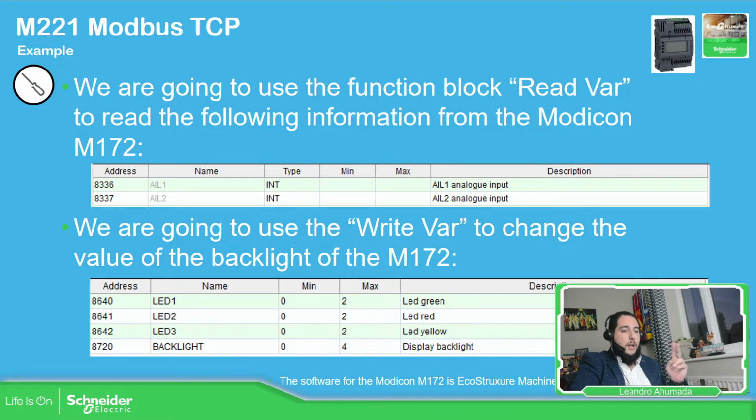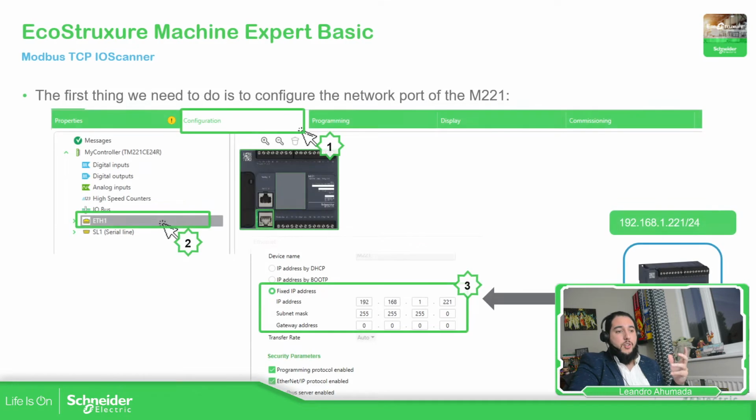We're going to read the analog inputs from the other PLC, the Modicon M172, over Modbus TCP, and we're going to write into the backlight of the controller so we can see that something is changing. For the configuration of the Ethernet port, it's the same. We just need to specify the IP address, subnet mask and gateway for the PLC, and it should be in the same network as the other device. Otherwise, there's no communication at all.